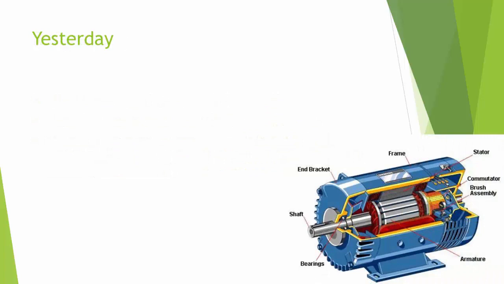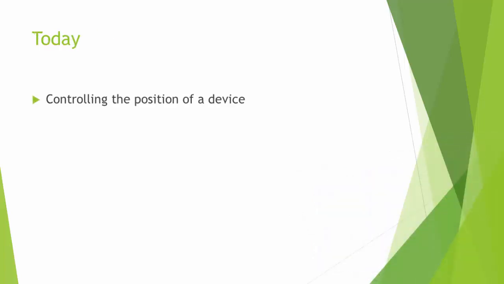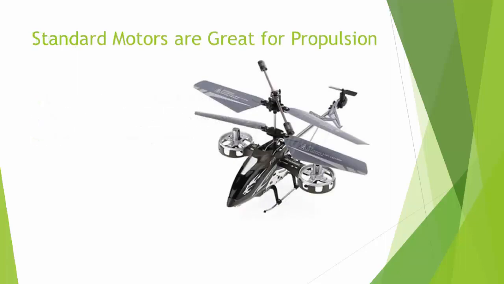Now yesterday we talked about motors. We talked about their limitations and how to use them effectively. Today we're going to talk about specific applications of motors and when motors are good and when they aren't. So we're going to talk about positioning a device. We're going to talk a little bit about controlling the speed of a motor and calling an external library for that purpose. Now standard motors are great for propulsion.